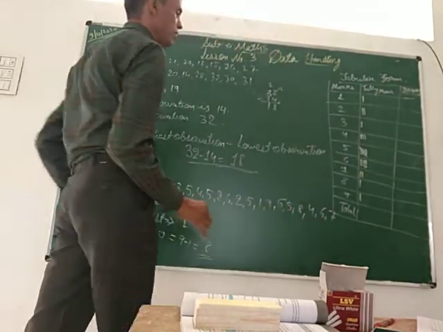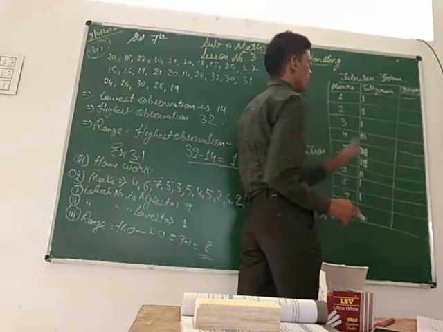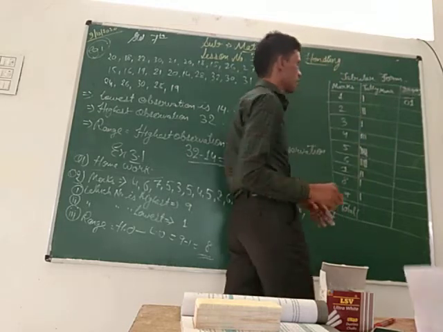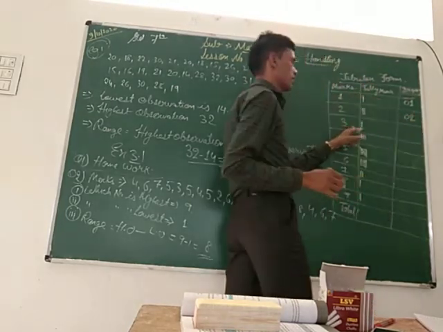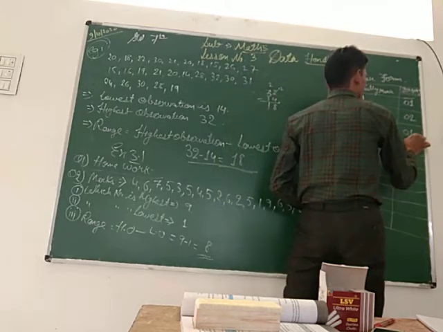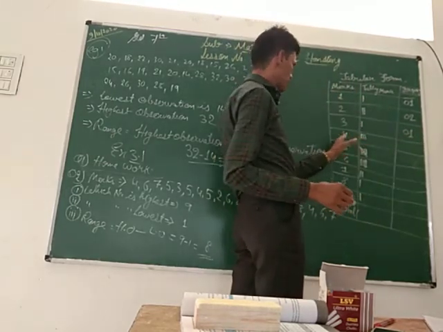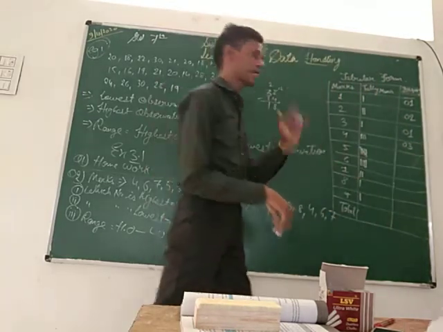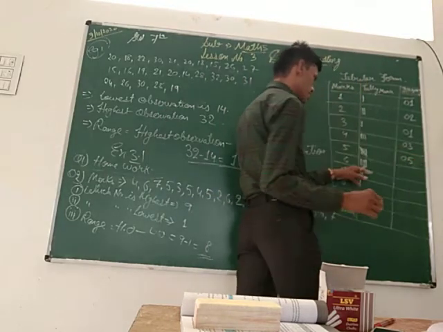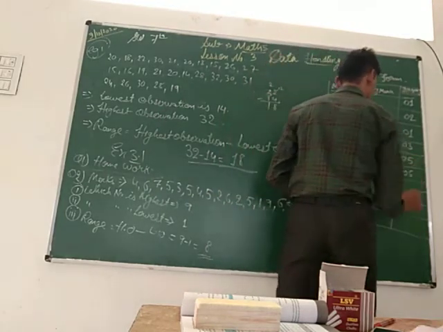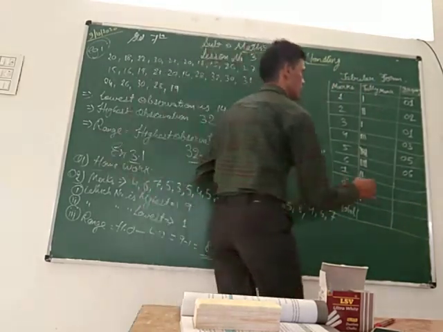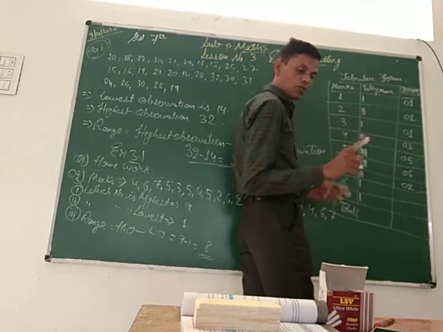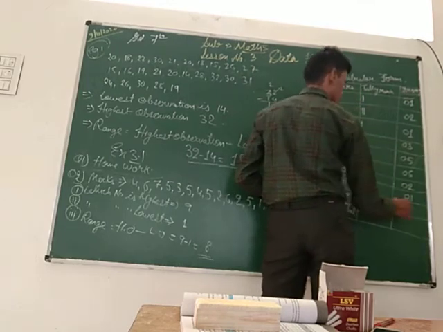Now we have to count the frequencies. Number of students getting 1 mark is 1. Number of students getting 2 marks is 2. Number of students getting 3 marks is only 1 student. There are 3 students who are getting 4 marks. There are 5 students who are getting 5 marks. There are 4 students who are getting 6 marks. There are 2 students who are getting 7 marks. There is 1 student who is getting 8 marks. There is 1 student who is getting 9 marks.